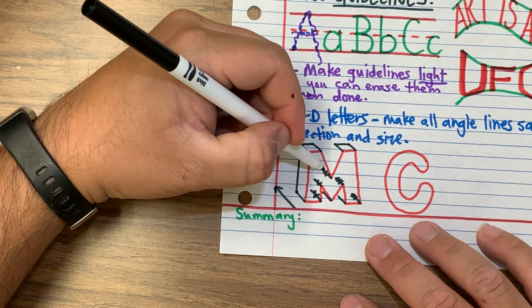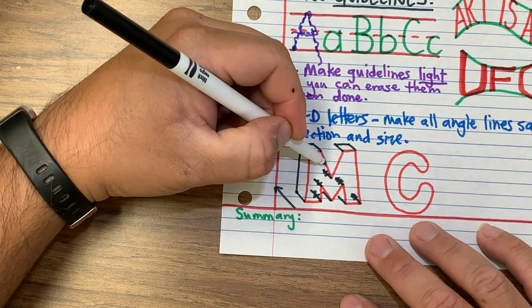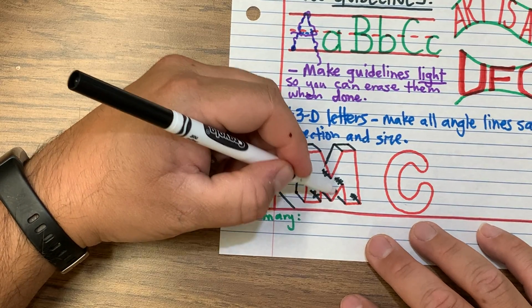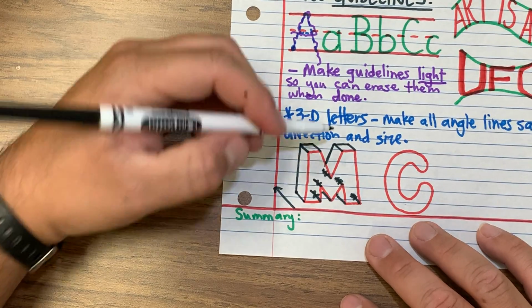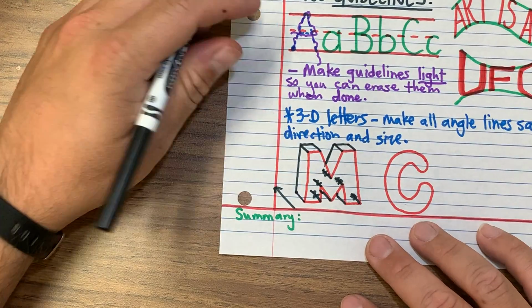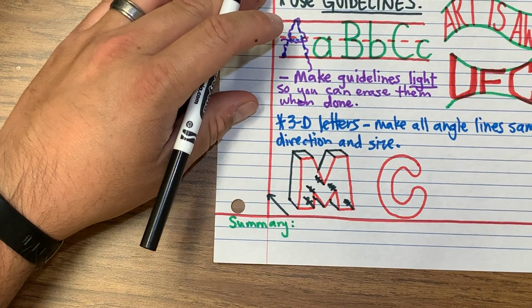Seeing like here, this one's on the inside, you could actually connect it there. This one goes from here to there, so it goes up. This one goes from here to there, so it goes that way. And that would be adding the three-dimensionality to that letter.